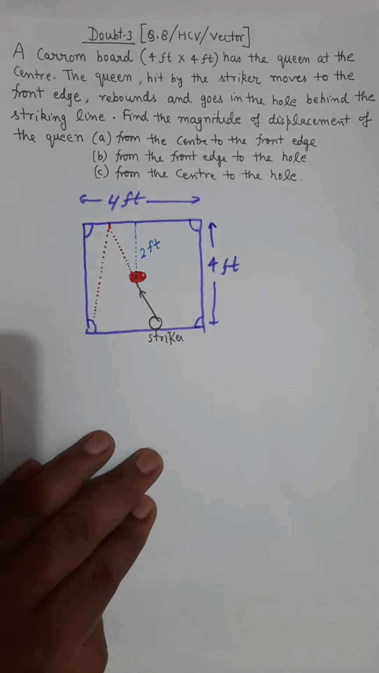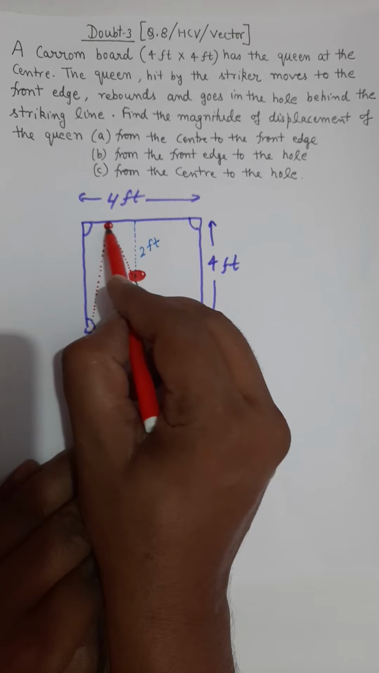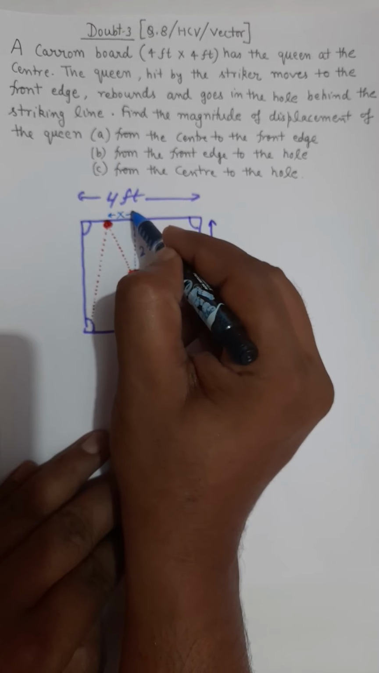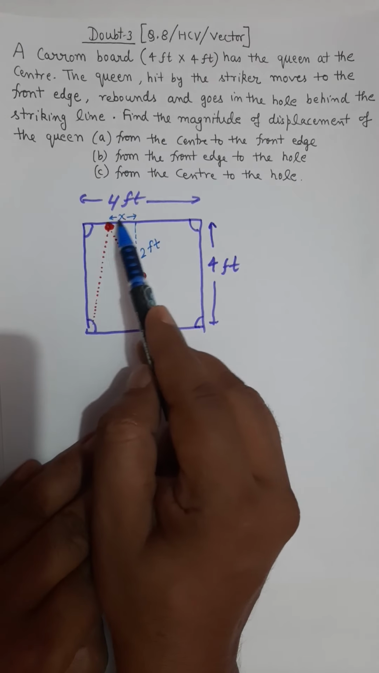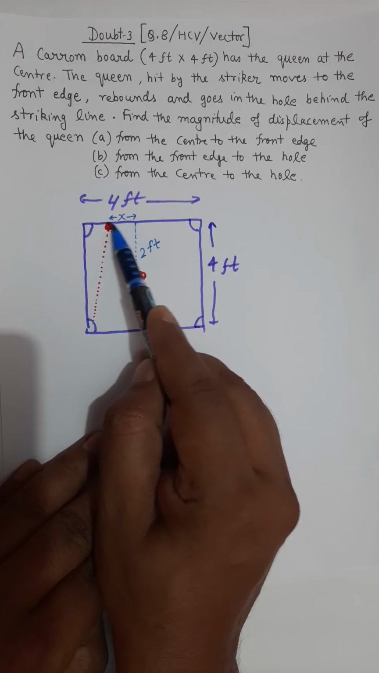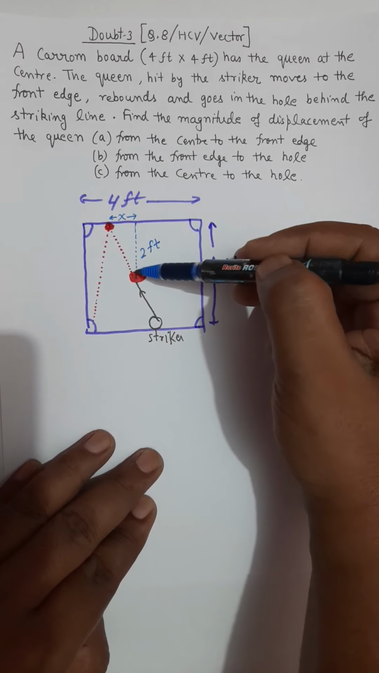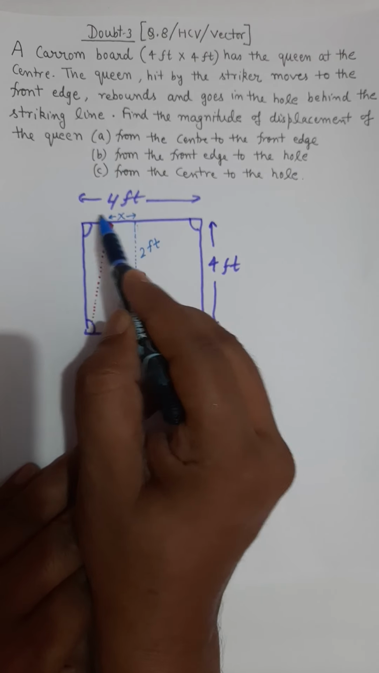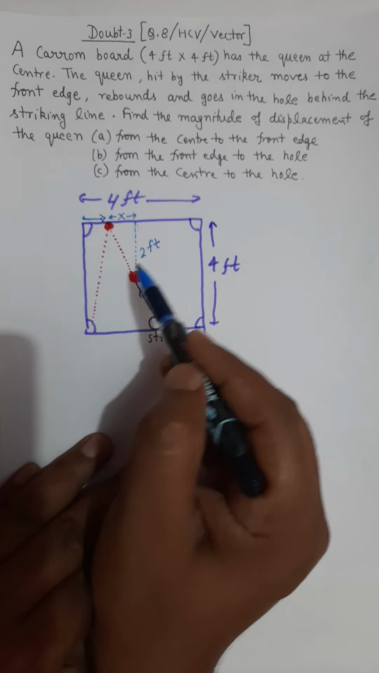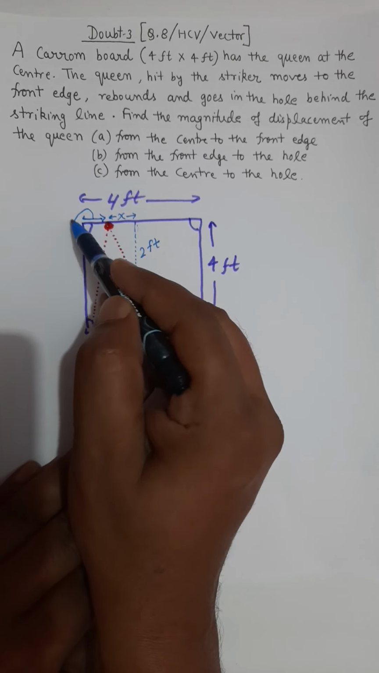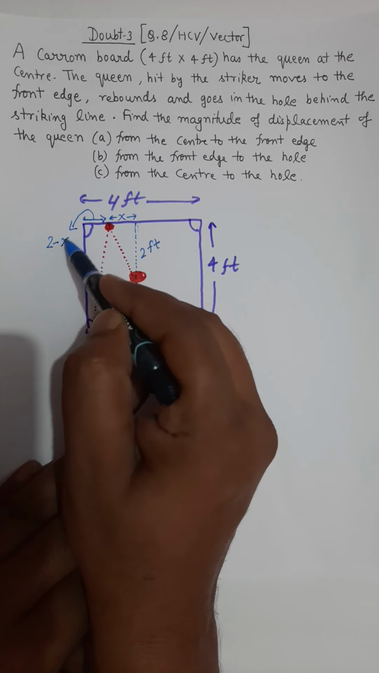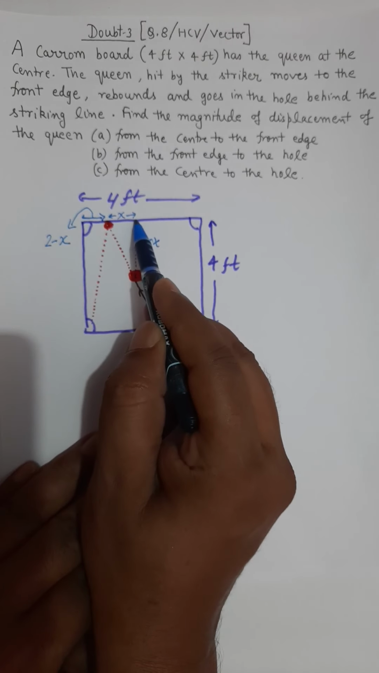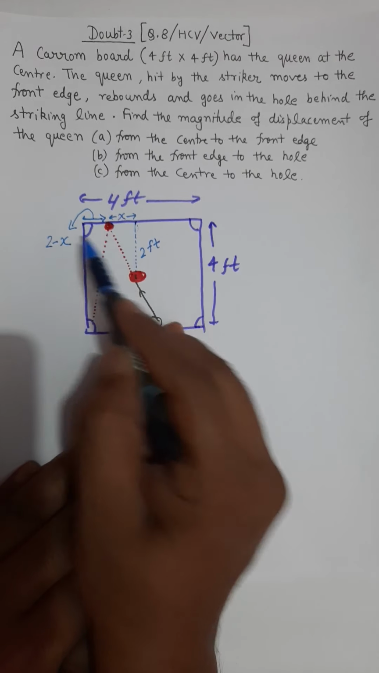And let's say the queen strikes here, at a distance x from the middle line. Let's say this distance is small x. This distance is 2 feet. And if it is small x, then the remaining distance on the other side you can take as 2 minus small x, because the queen is at the center, so this half length will be 2 feet, and if this is x, the other portion will be 2 minus x.